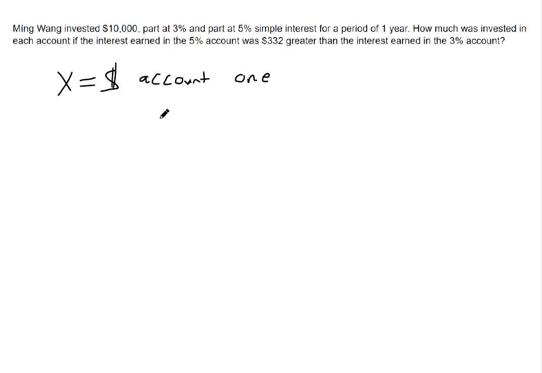Man, did I spell account wrong? That doesn't look right. X is the amount of money that went into account 1. X could be $5,000, could be an even split. X could be $7,000. But once we have something to represent how much goes in account 1, then account 2 is easy. Account 2 is $10,000 subtracted by whatever went into account 1.